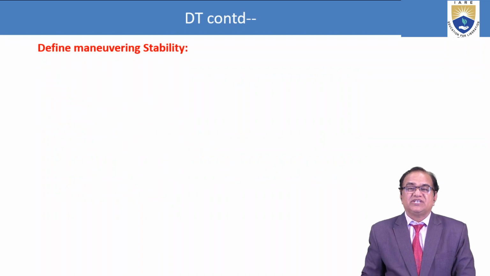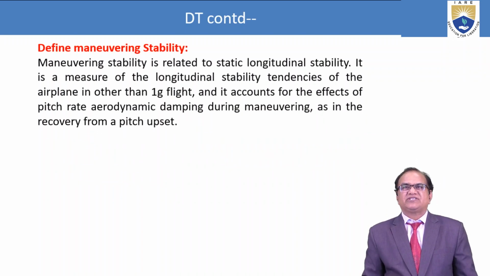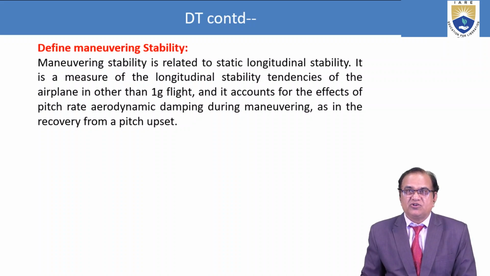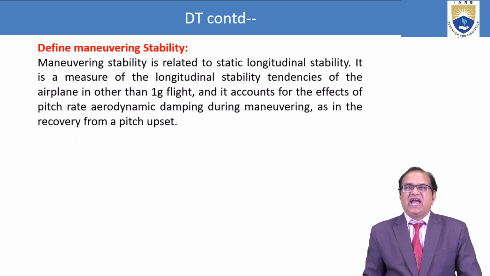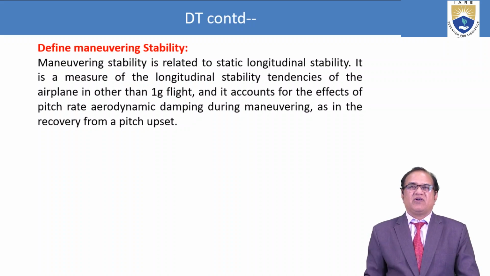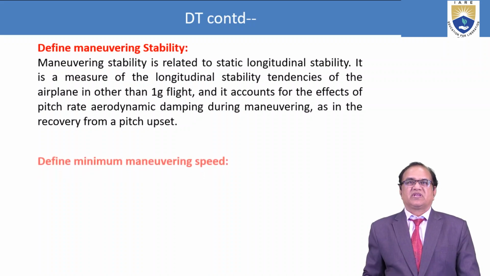Define maneuvering stability. Maneuvering stability is related to static longitudinal stability. It is a measure of the longitudinal stability tendency of the airplane in other than 1G flight, and it accounts for the effects of pitch rate aerodynamic damping during maneuvering, as in the recovery from a pitch upset.